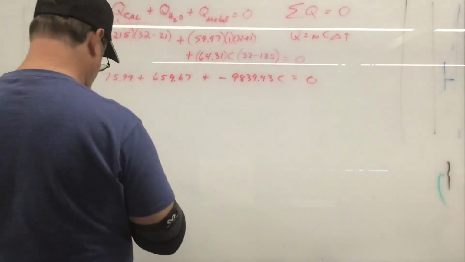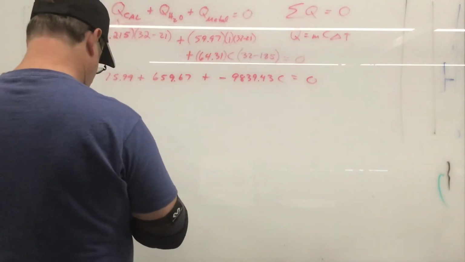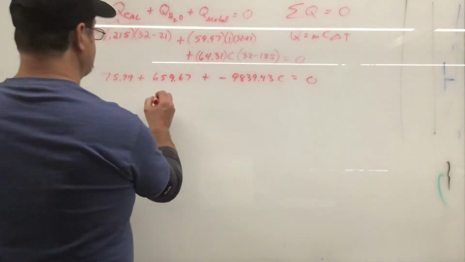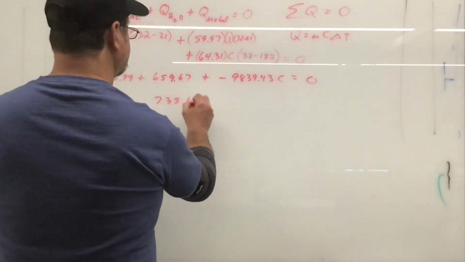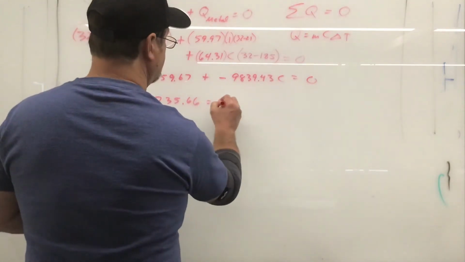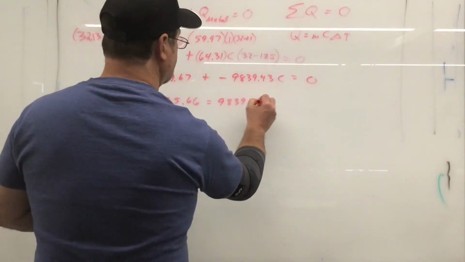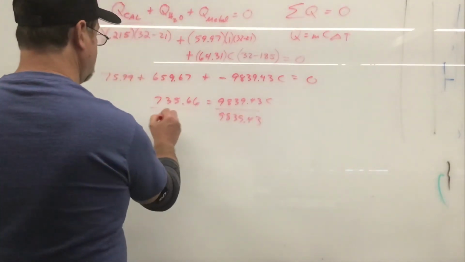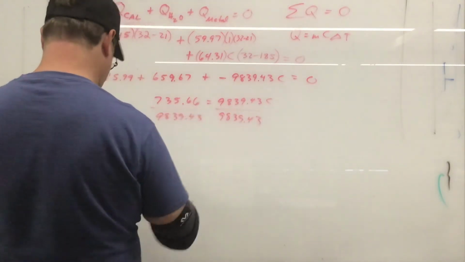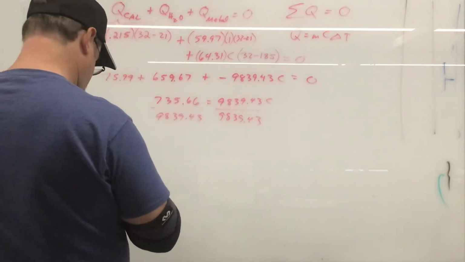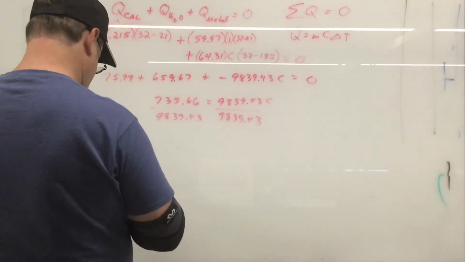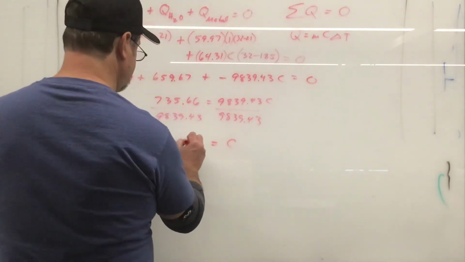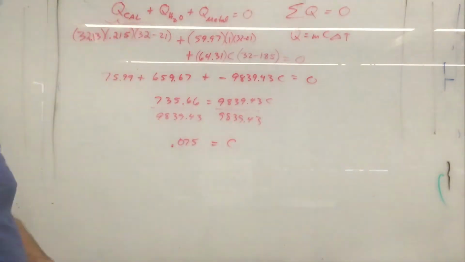So of course I can sum these two, 659.67 plus 75.99 gives me 735.66. Take this to the other side. Divide by that number. And I get C equals 0.075. Now, is that the value C should be?